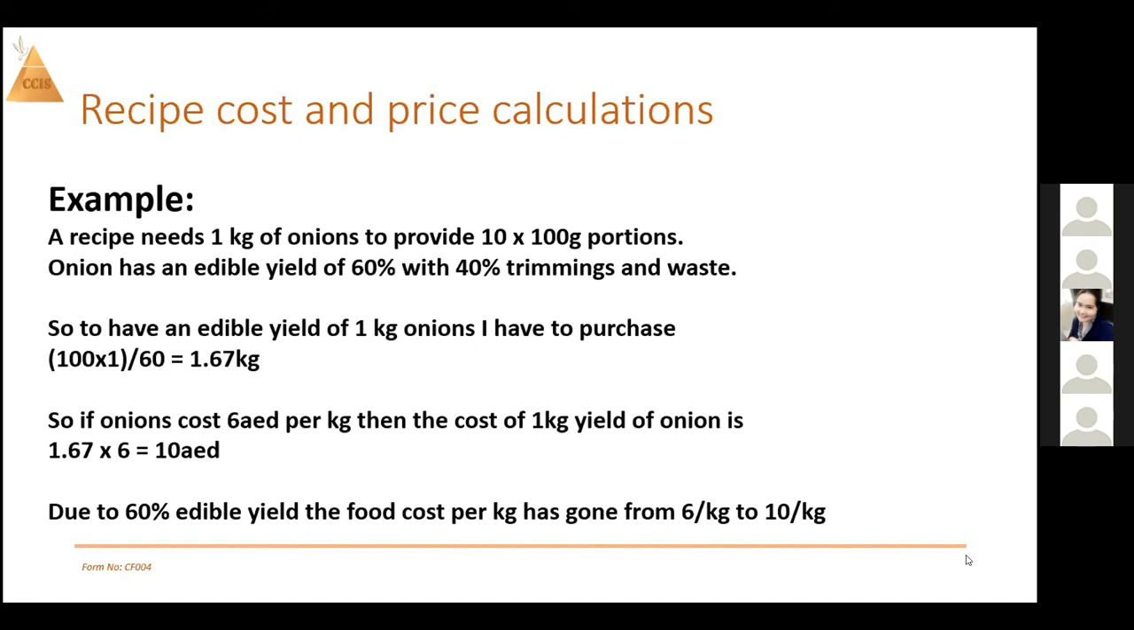Okay, so to continue, onions usually cost around 6 dirhams a kilo, and to create enough onion to have a 1 kilo yield, it's going to cost us 10 dirhams. So we take the new quantity we need to buy, times 6, which is the price per kilo, and that gives us 10 dirhams. So due to the 60% edible yield, the food cost per kilo has gone from 6 to 10 dirhams for us to purchase. Okay.